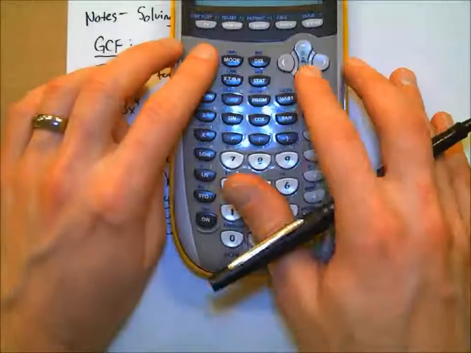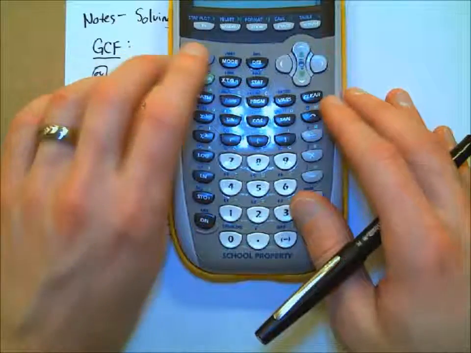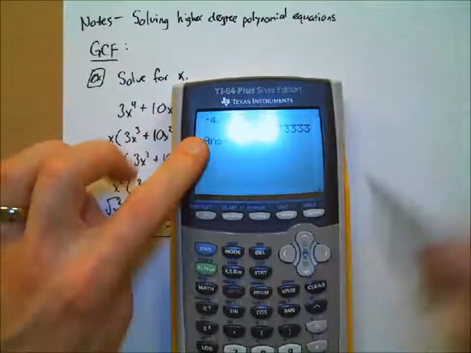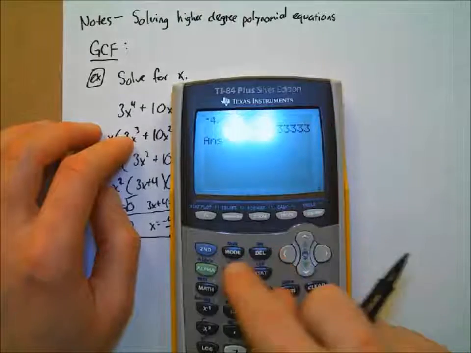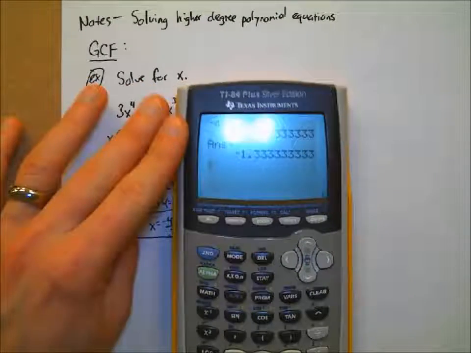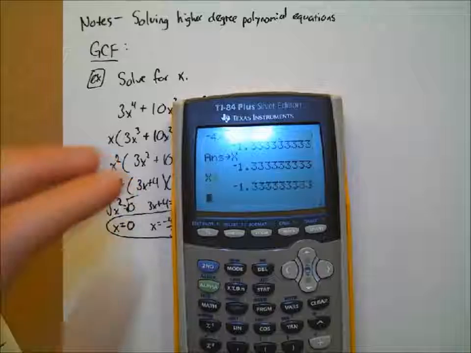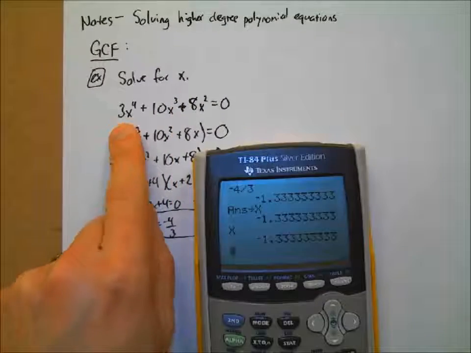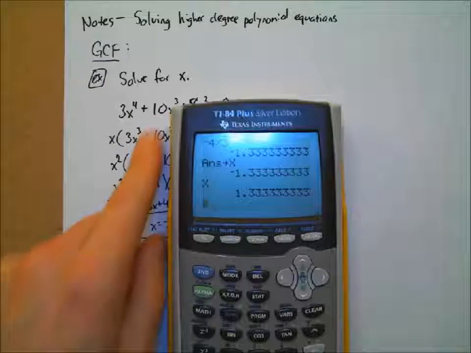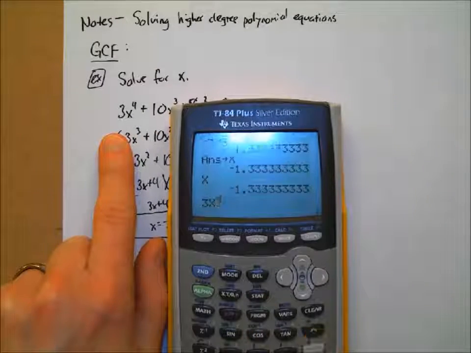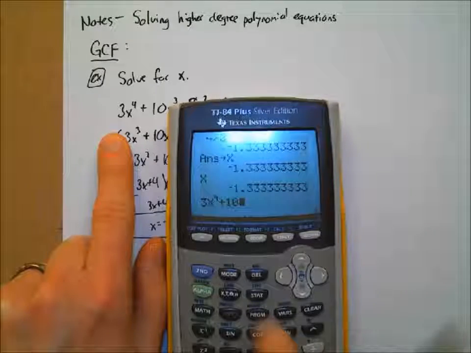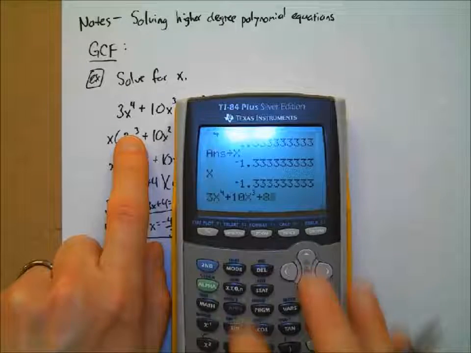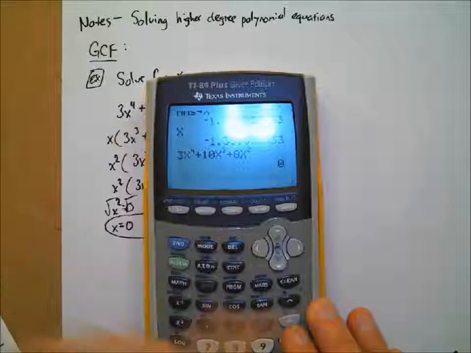Oh, actually, let me change something here real quick. Okay. You can then store, STO, that takes your answer here and puts a little arrow and then in for x. Like that. And so now anytime I use x, it uses negative 4/3. So then if I want to check if 3x to the 4th plus 10x cubed plus 8x squared is 0, I can literally type that in. 3x to the 4th plus 10x to the 3rd plus 8x squared, and we do get 0.